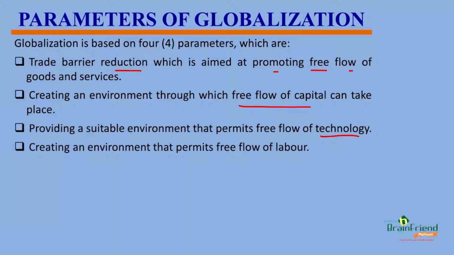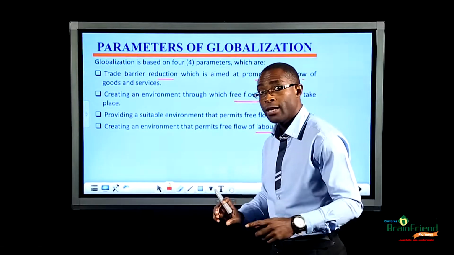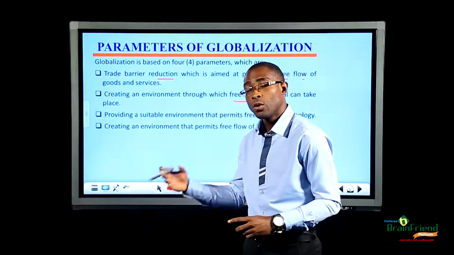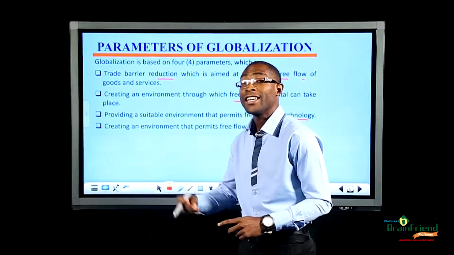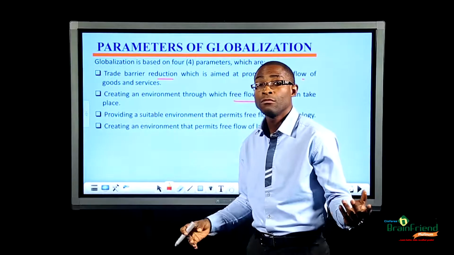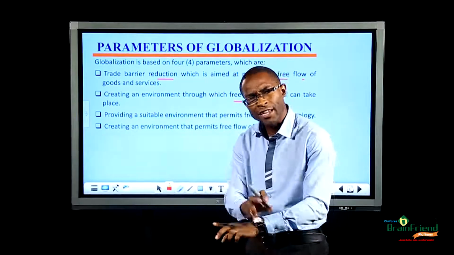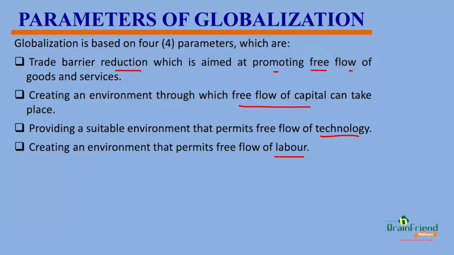And lastly, globalization should create an environment that permits free flow of labor. That means we should be able to trade our working capacity. If I have good laborers in Nigeria and they are needed in Ghana, the boundaries we have should not stop us from engaging in trade. That's what the parameters of globalization talks about.